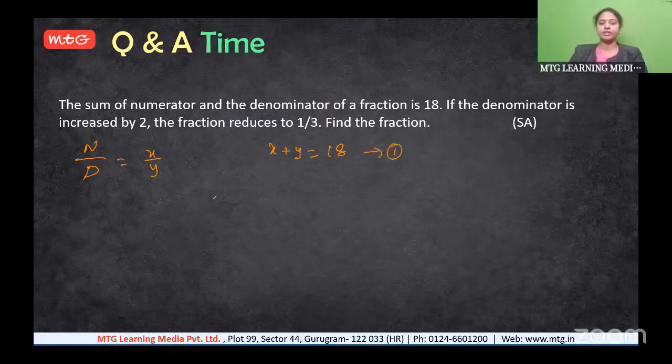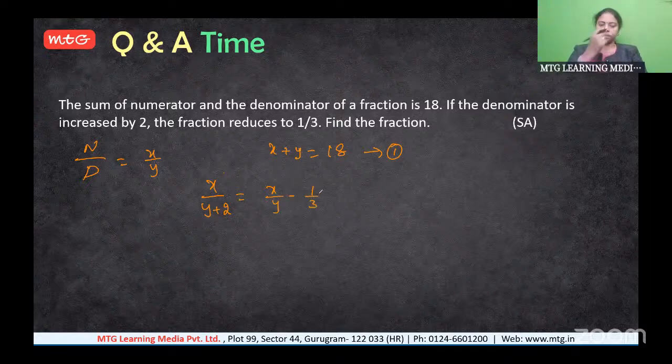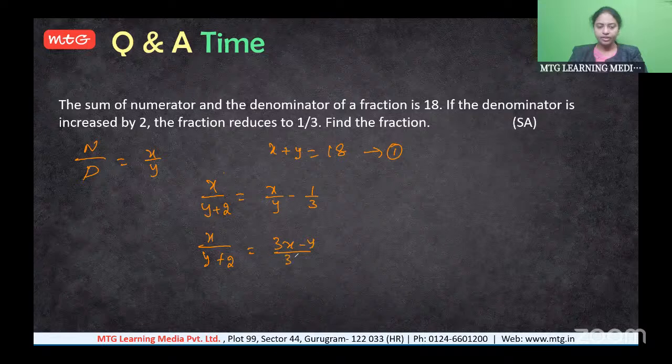In the other situation, my fraction is x by y. If I increase my denominator by 2, the fraction is reduced by 1 by 3, they say. Actually, my fraction was x by y, and it becomes reduced by 1 by 3. So I'm subtracting. How will I solve it? x by y plus 2 equals 3x minus y by 3y. I will cross multiply and solve this. I'll get 3xy equals (3x minus y) into (y plus 2).